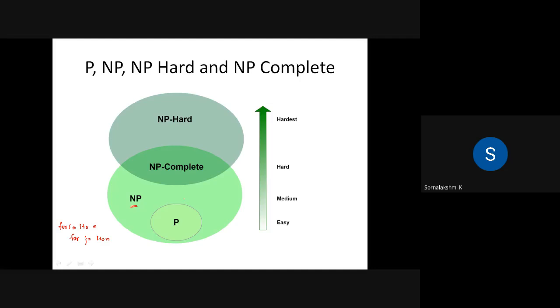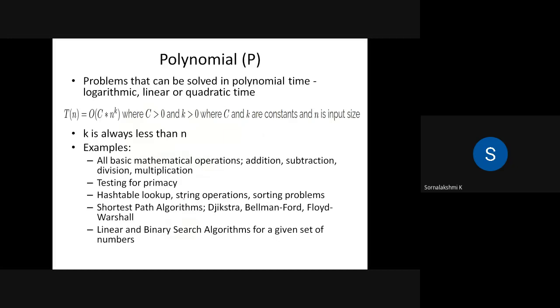We'll see some more extra details. We'll see each of these 4 classes and we'll quickly wind up. So problems that can be solved in polynomial time could be logarithmic, linear, or quadratic time, up to n power k, as you can see in the definition over here. C is a constant, order of C into n to the power k. C and k are constants, and k is always less than n. When it is equal to n, then it becomes a factorial complexity. So k is always very much less than n.